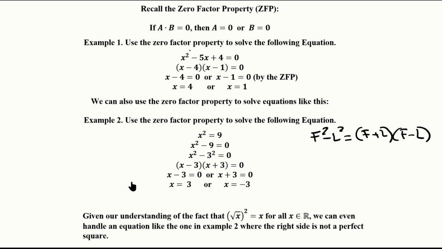Of course, we had a property from the past which said if you take the square root of any number and square it, you get the number itself. Or more formally, the square root of a radicand squared gives you the radicand. And this will enable us to solve equations of this type even when the number on the right side is not a perfect square. So let's take a look at an example like that now.